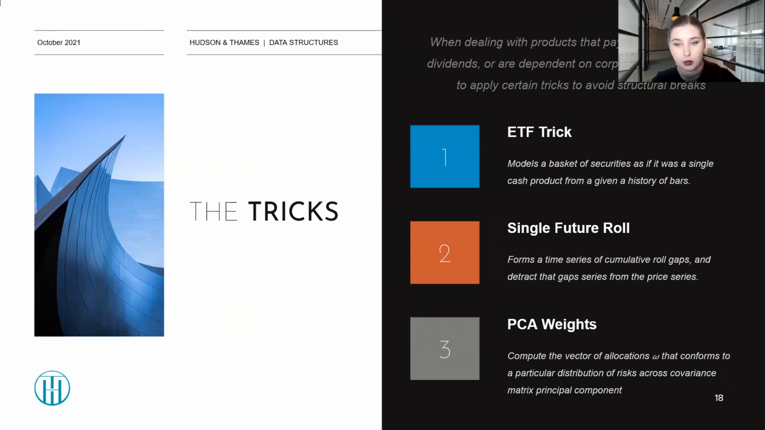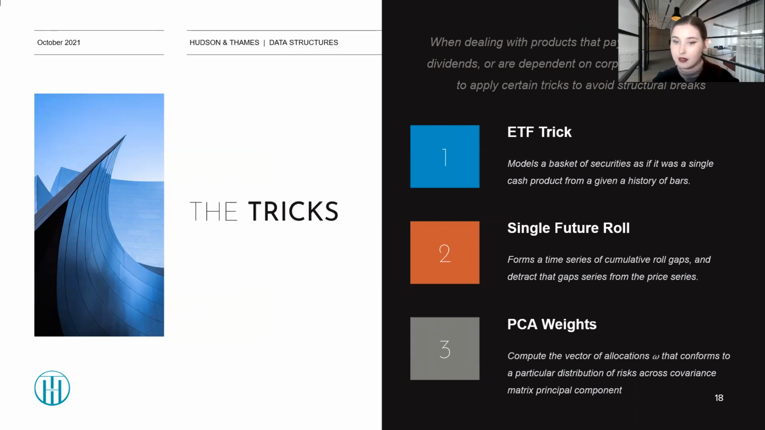The second trick would be to perform a single futures roll when working with the futures to avoid the structural break that comes along with switching from one futures contract onto the other when the expiry date hits. So, how it works is it forms a time series of cumulative roll gaps and basically subtracts that gap series from the price series, leaving you with one consecutive correct price series for the future.